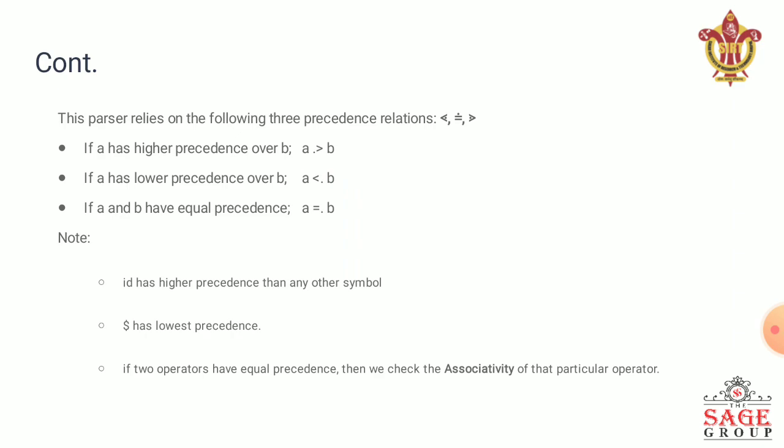There are some key points which we want to remember. id has higher precedence than any other symbol, and dollar, as we already know, is used for sentence completion or end marker of any sentence, which has lowest precedence than other operators. If two operators have equal precedence, then we check the associativity of that particular operator. Associativity may be from left to right or right to left.